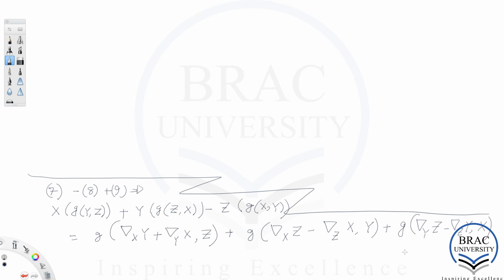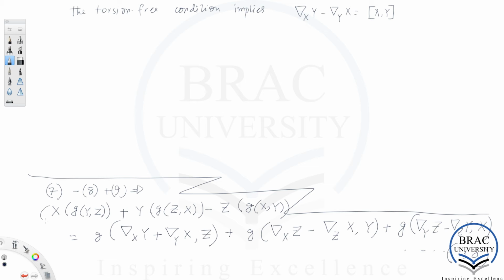This is our equation number 10. Okay, now the torsion free condition implies nabla x y minus nabla y x is equal to the commutator of these two vector fields x and y.